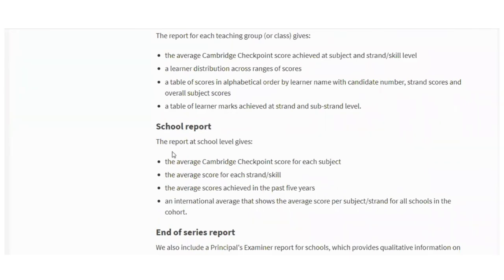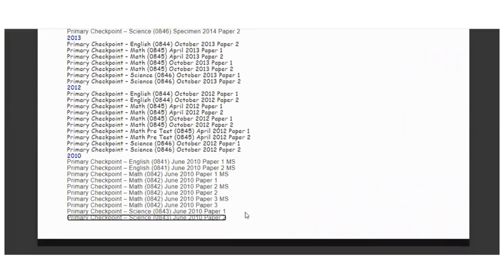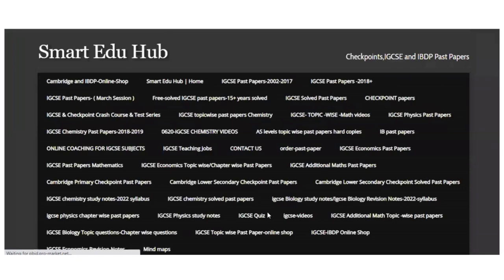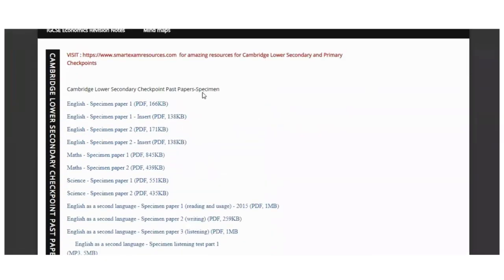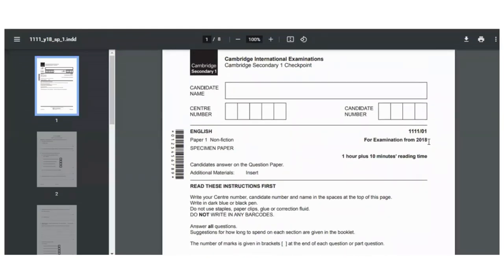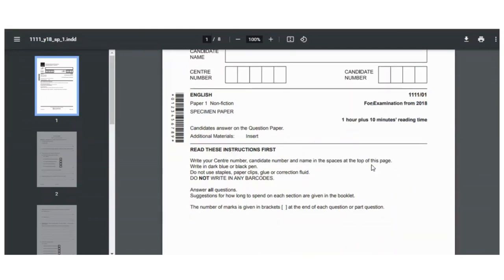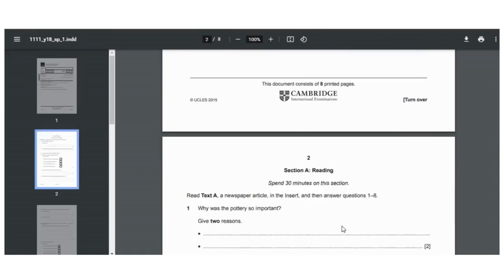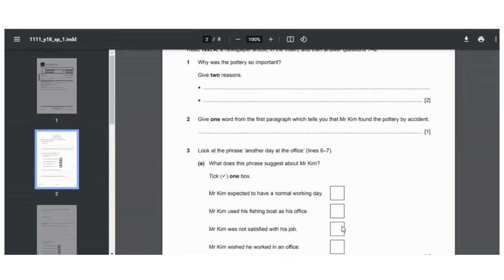It's all the same. The only thing you will see, so if I can show it, these are primary Checkpoint papers. Let's see if I can pull up a lower secondary Checkpoint paper for you to see. Mostly lower secondary is easier to find than the primary papers, actually, because someone or the other manages to get a copy. So you can see this one is the specimen paper for 2018. So you can see they do give reading time, right? So that is also there. For comprehension, they can read the insert and then they'll be able to answer the question.